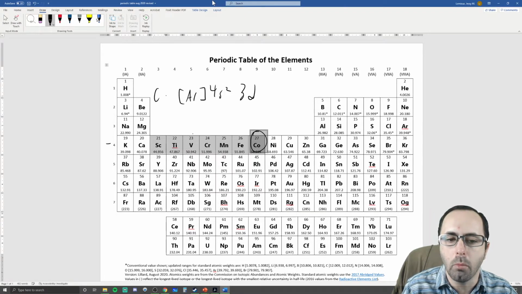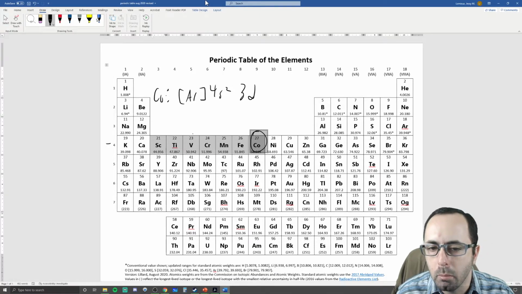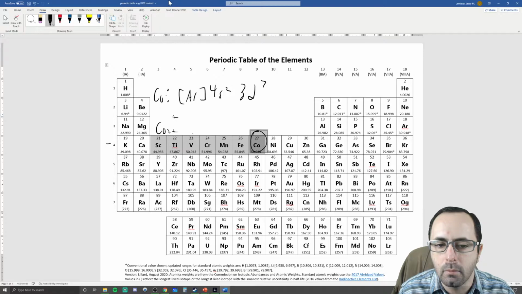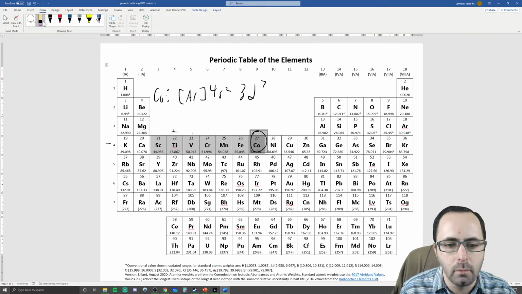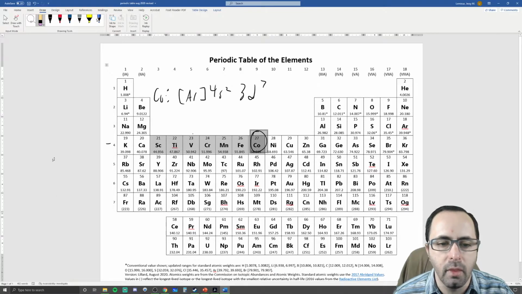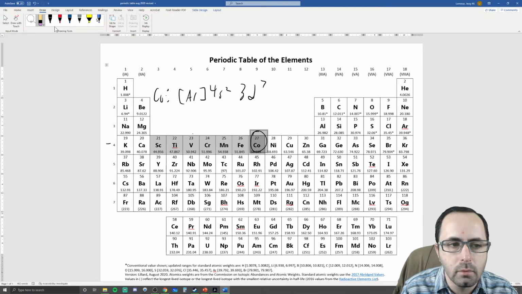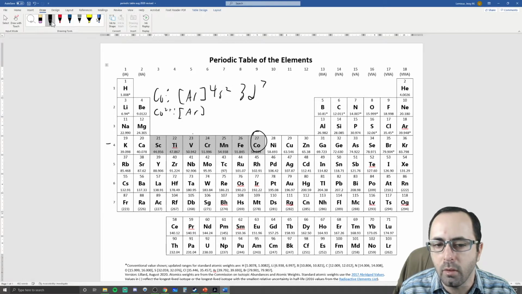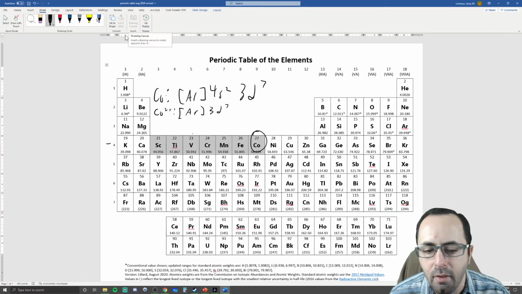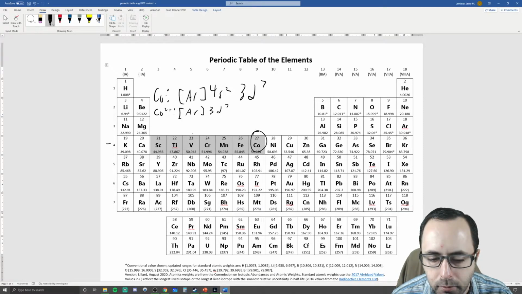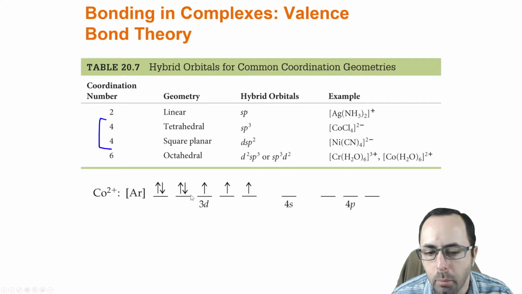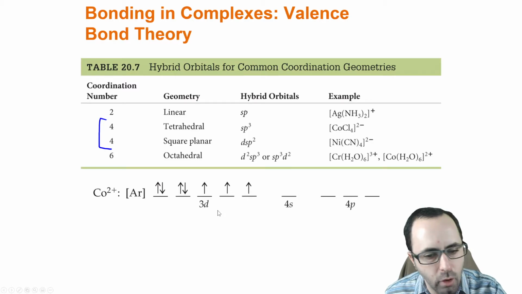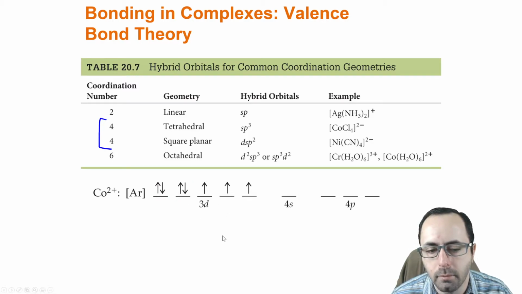But this is for cobalt. If we have a cobalt 2+ ion, it's going to lose the s electrons. Two electrons are going to come from the s, so it's going to be just cobalt 3d7. So there'll be 7 electrons in the 5 orbitals that are the 3d orbitals. Going back to the slides here, this is representing those 5 orbitals. There are 7 electrons, 2 of them are paired up.